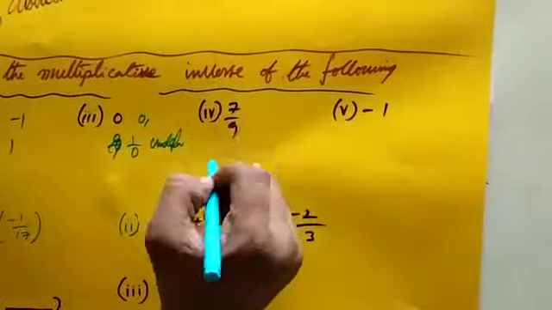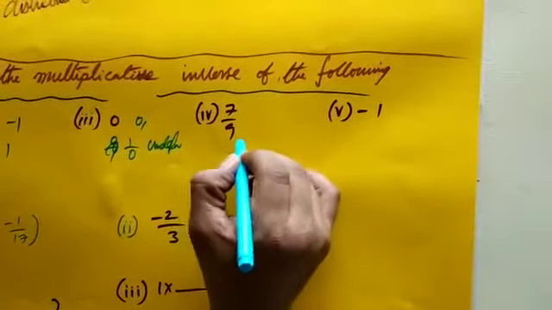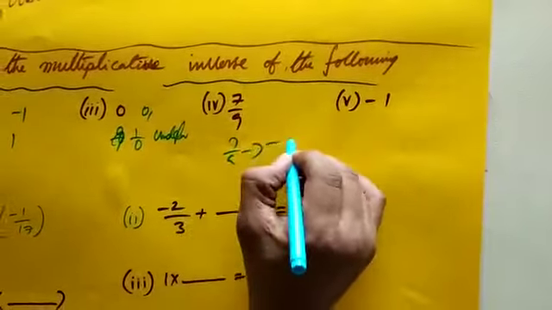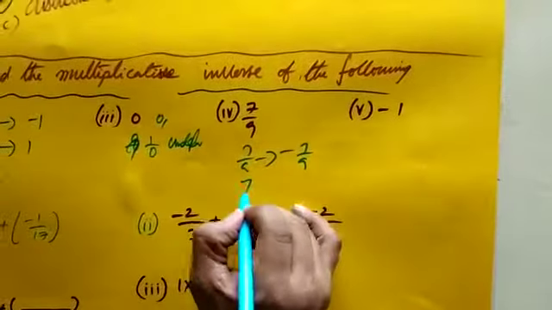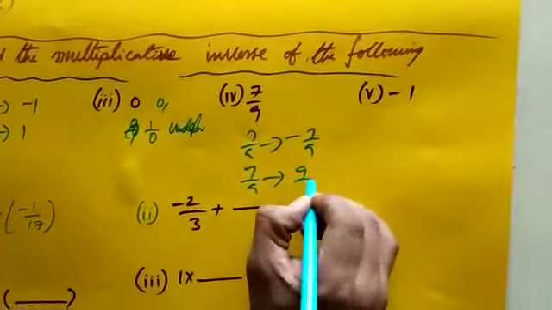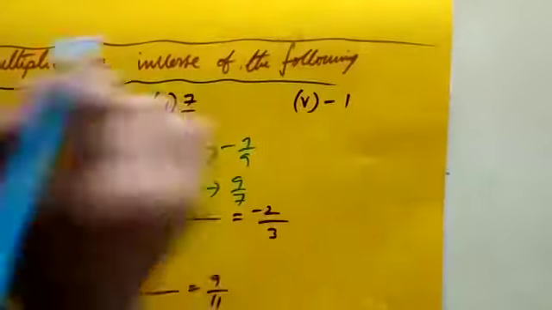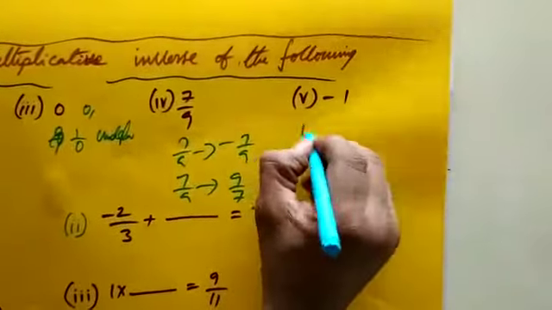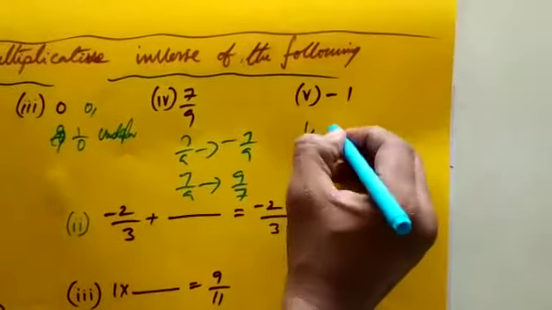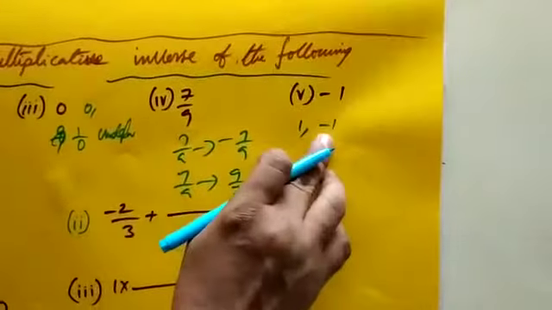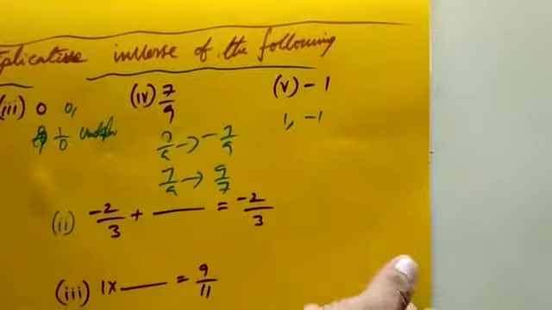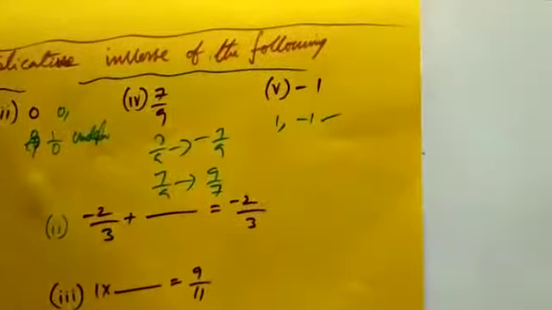Next, 7 by 9. What is the additive inverse? It is minus 7 by 9. The multiplicative inverse of 7 by 9 is 9 by 7. At the same time, for minus 1, the additive inverse is 1, and the multiplicative inverse is also minus 1, because 1 by minus 1 is minus 1.